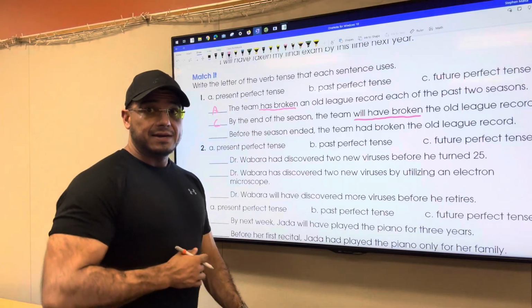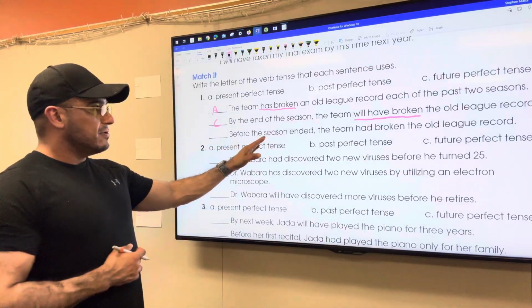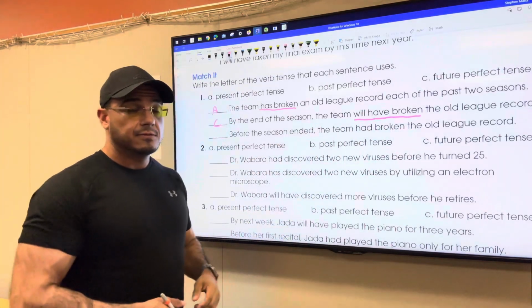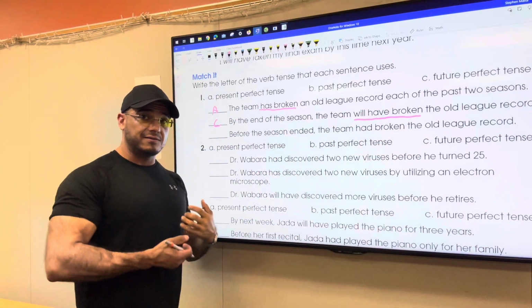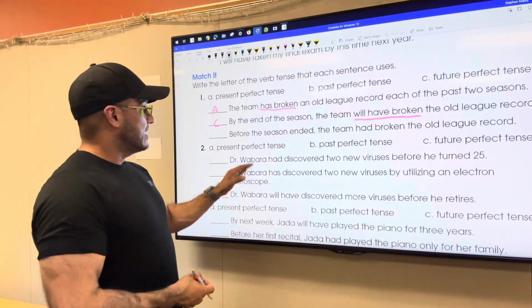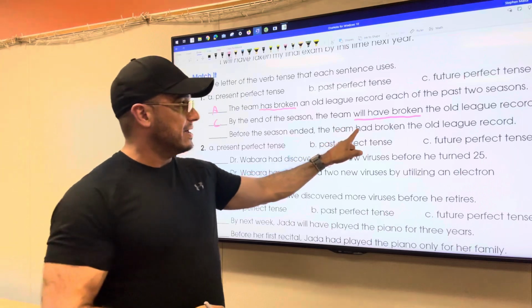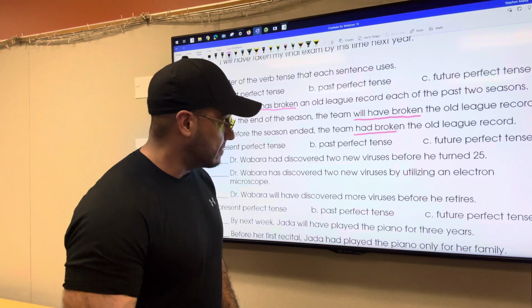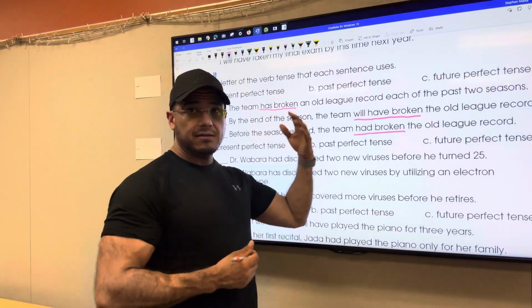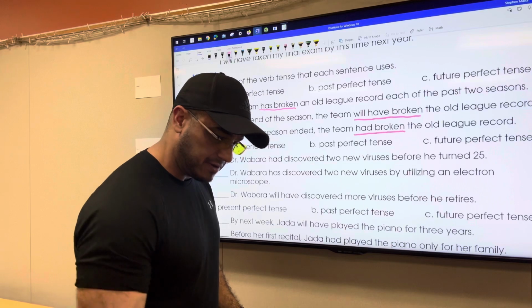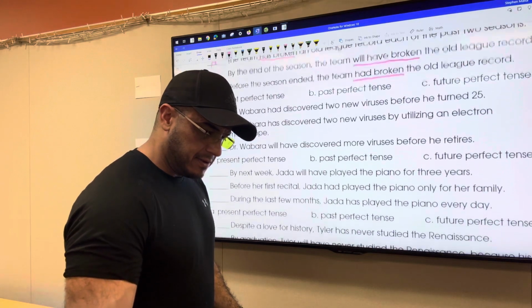Next one. Before the season ended, the team had broken the old league record. Go ahead and pause here, find that indicator, and identify its tense. All right, again, before the season ended, the team had broken. So you've got the past tense and the past participle. Likely the past perfect. So I'm going to label it as the past perfect. Let's look at the next set.